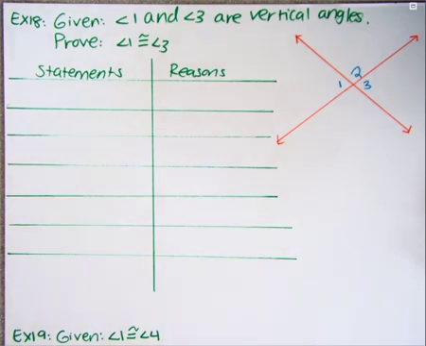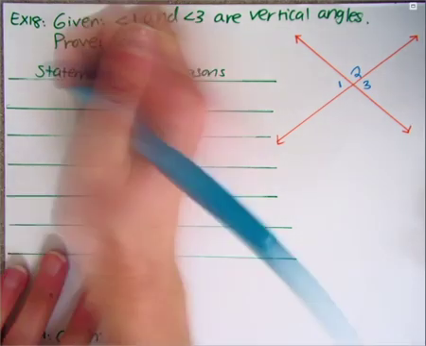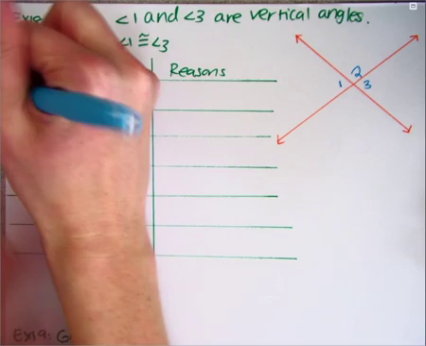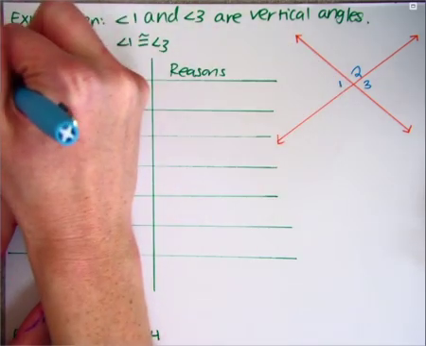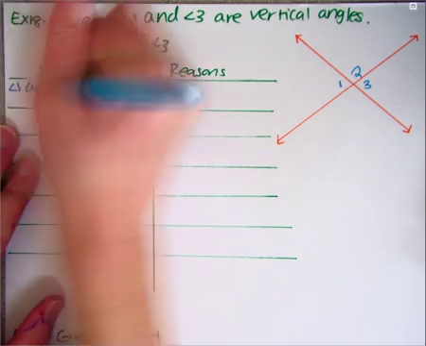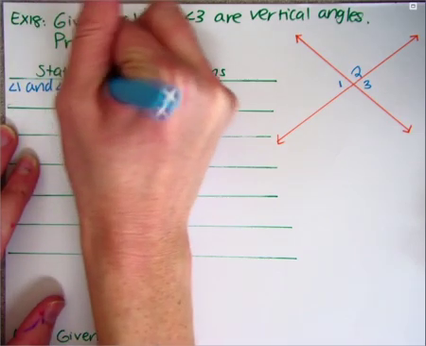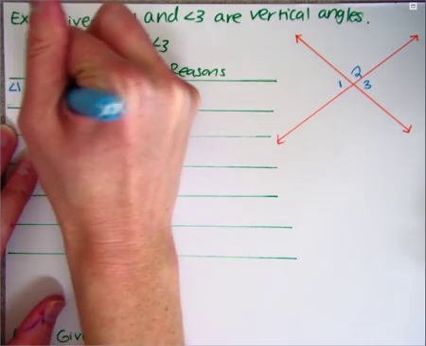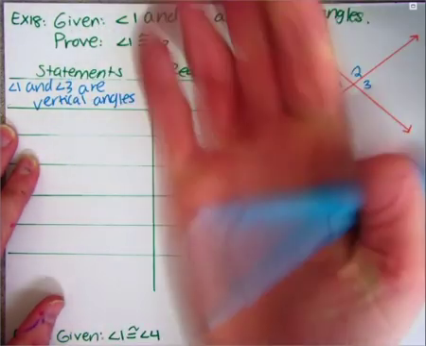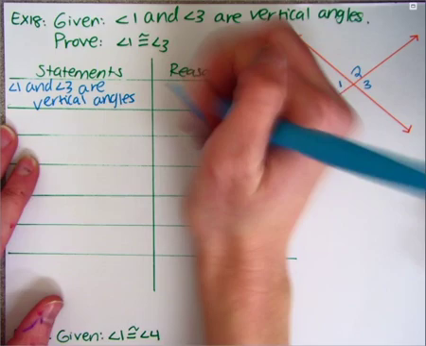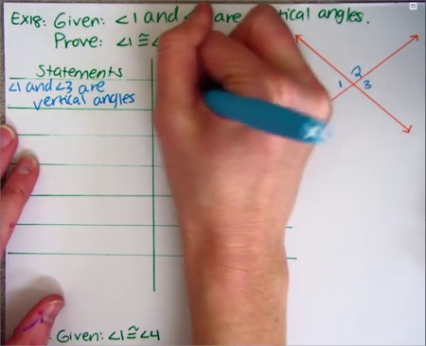All right, you guys, let's get started. What do we always write first? We do write the given first. You guys always know what to do. All right, so my given is angle 1 and angle 3 are vertical angles. And that was just simply given to me on a nice fancy golden plate. So this is just the given.